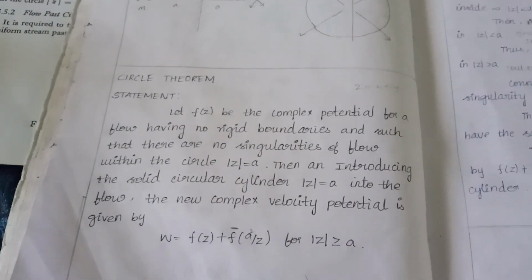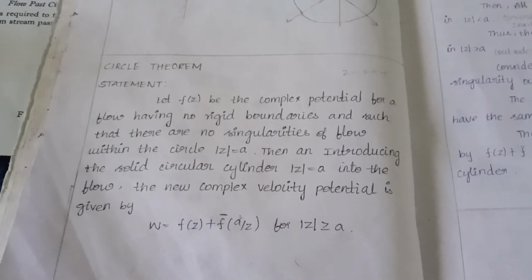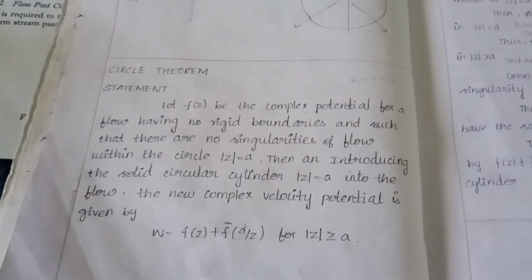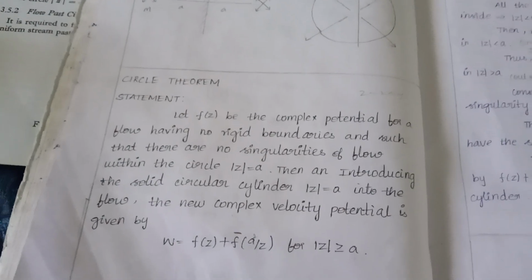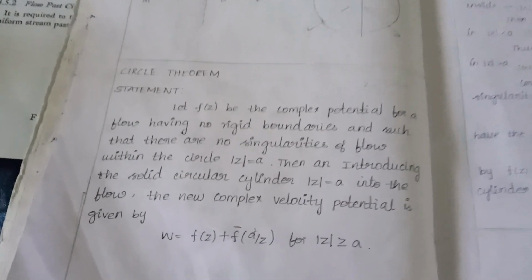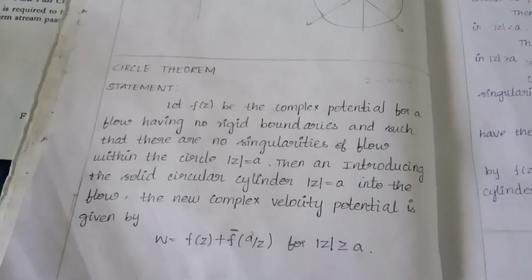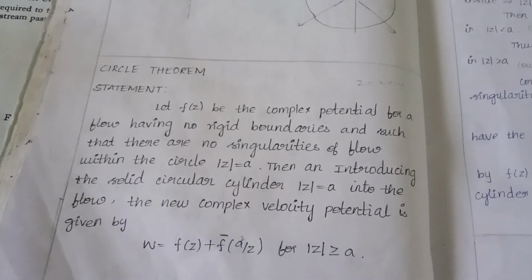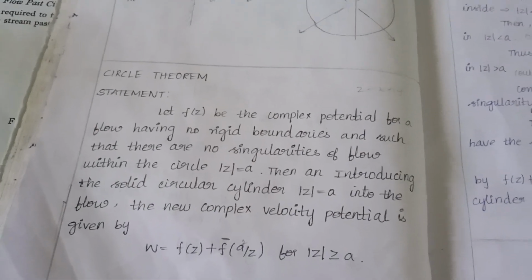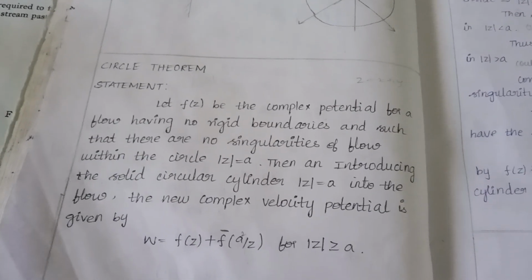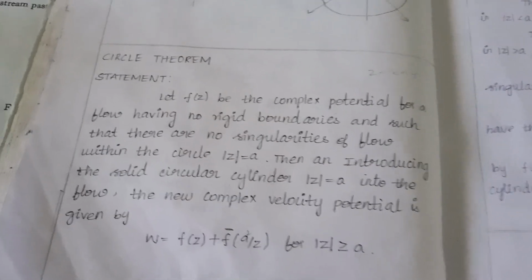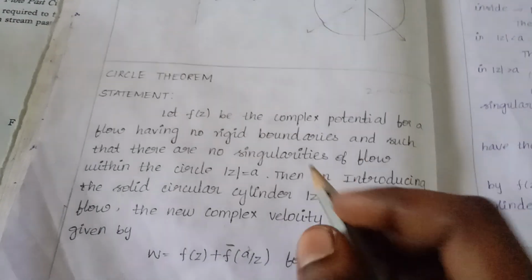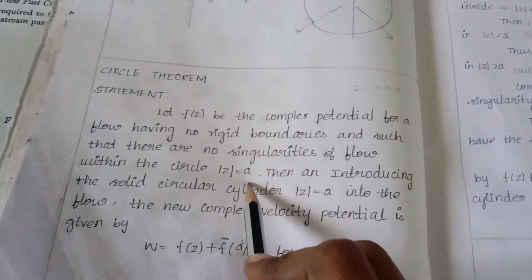And whatever the flow, we assume that the complex potential function is f of z, having no rigid boundaries. There are no rigid boundaries in this complex potential, and such that there are no singularities of the flow within the circle. If there are no rigid boundaries of the complex potential, there will be no singularities for the flow within the circle. So the circle is modulus of z equal to a.